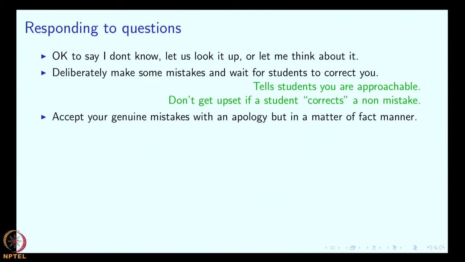Say you make a mistake and it has been pointed out, whether it's a planted mistake or whether it's a real mistake, accept it with an apology. And again, as I said, don't get worked up about it. It's okay. People make mistakes, so you should accept it in a matter of fact manner and just continue.